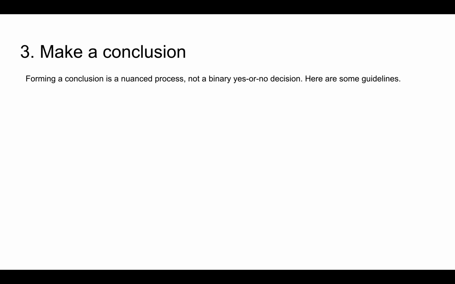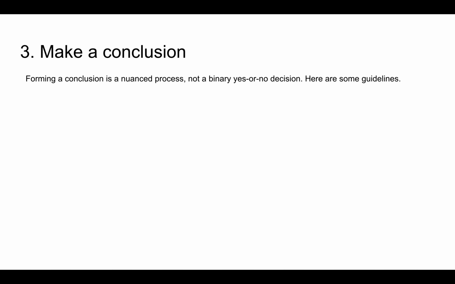Finally, taking into account what we learned in step 2 about the compatibility of our sample data with the null hypothesis, we can make some conclusions. Counter to what you might have learned in the past, and counter to what some people would like, forming a conclusion is a very nuanced process. Hypothesis tests typically don't result in clean, binary yes or no decisions. Thus, here are some guidelines for forming some sort of conclusion.